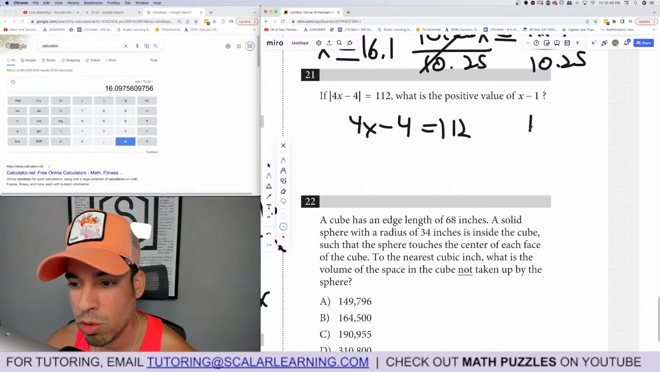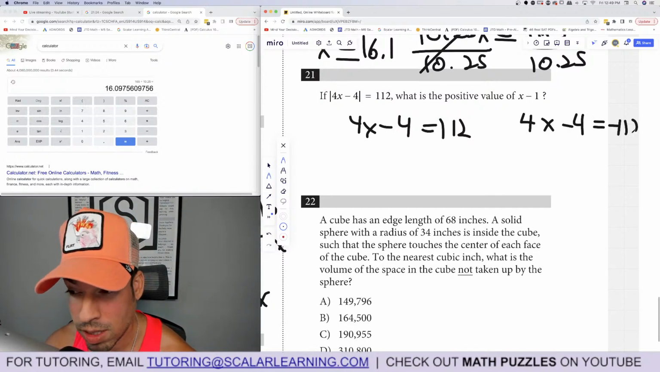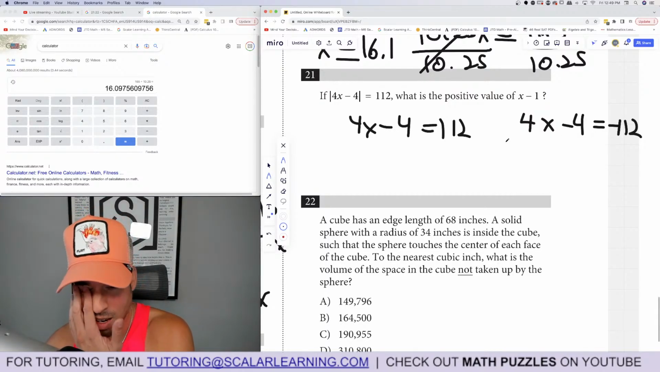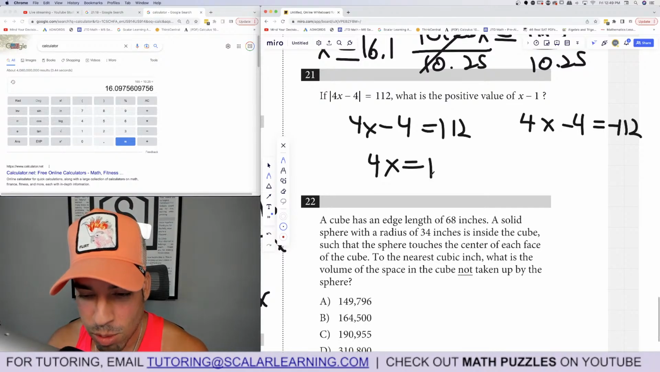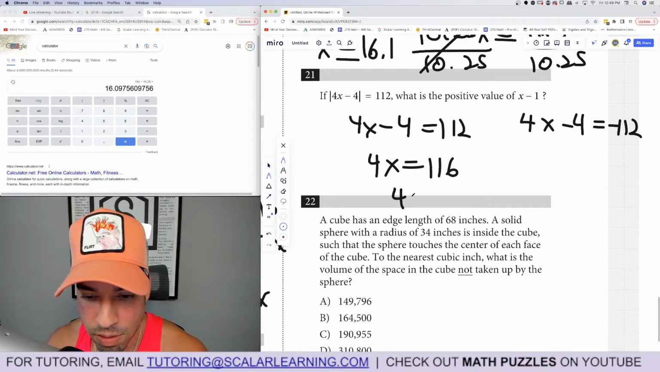If 4 times the absolute value of x minus 1 equals 112, what is the positive value of x minus 1? What's the best way to do this? Let's just solve. So we get 4x minus 4 equals 112. I'm still going to do the second equation. This can also equal negative 112, because this may yield the positive result of x. So we're going to add 4 to both sides. That's 116, and then divide by 4.